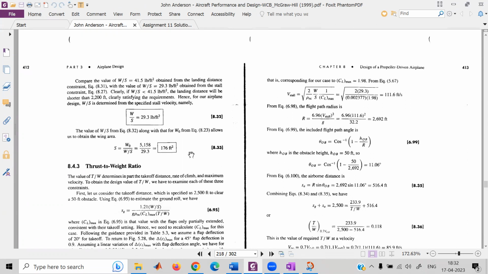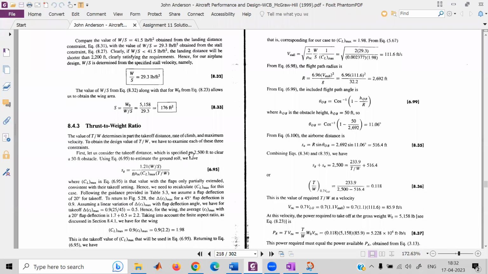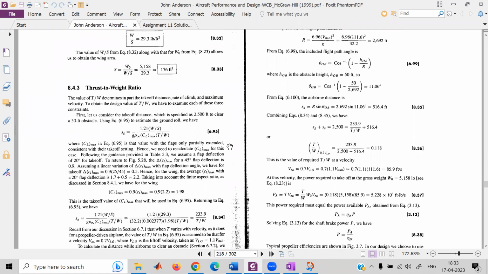Then we went for thrust to weight ratio, and thrust to weight ratio is dictated by takeoff, rate of climb, and maximum velocity. We did calculations for thrust to weight ratio using takeoff distance. We are given a takeoff distance, and we looked at the takeoff profile, and we were able to compute almost 11%, almost 12% of thrust to weight ratio.